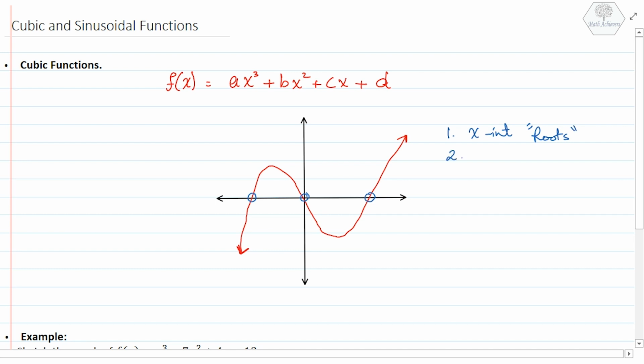The second thing we need to know about the cubic function is the y-intercept, where the curve crosses the y-axis. And the third thing that we can realize is that we have maximum and minimum points.